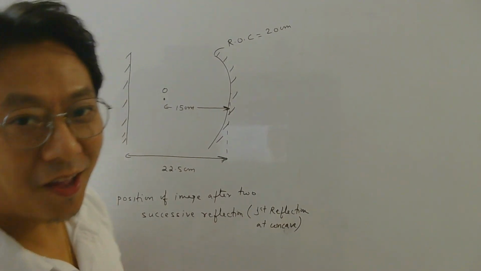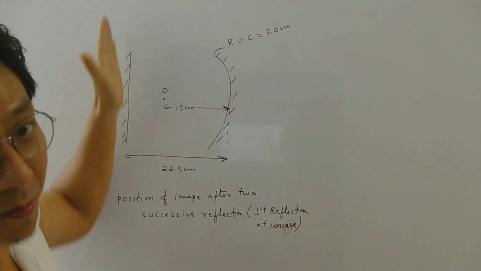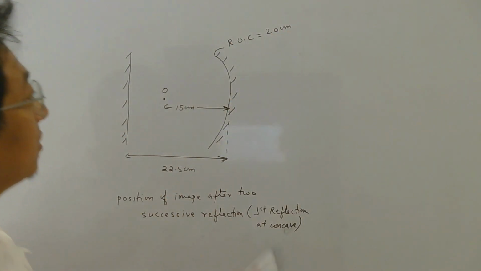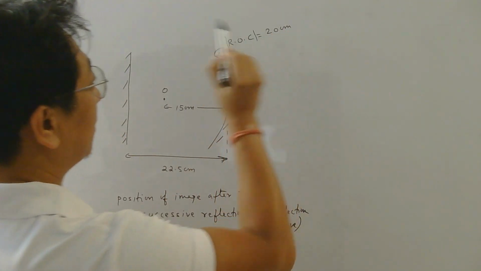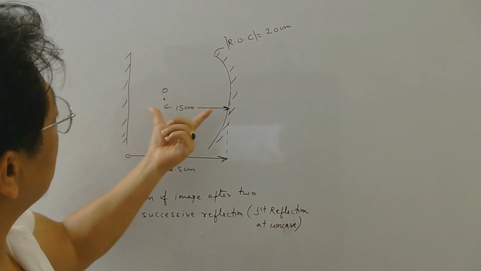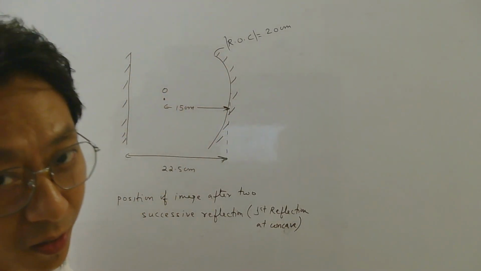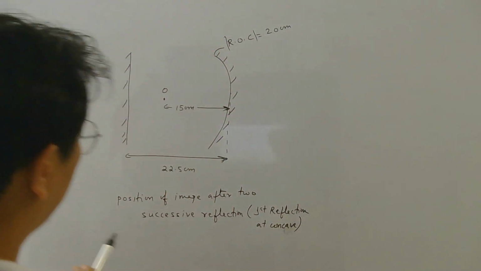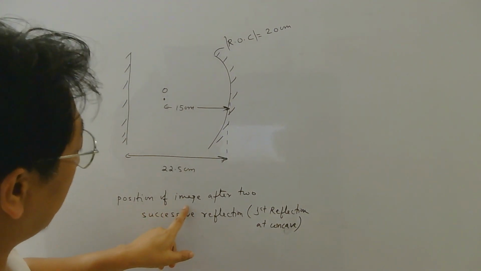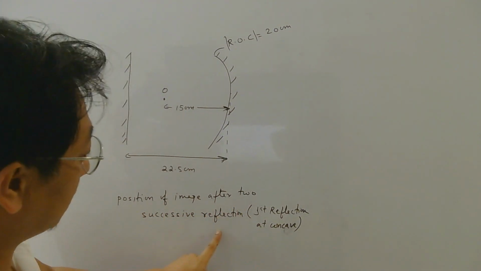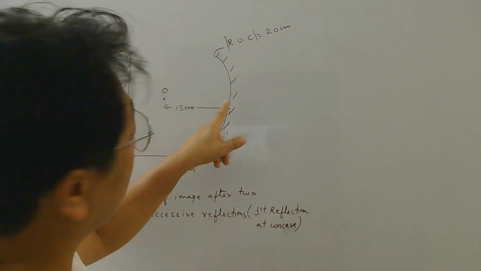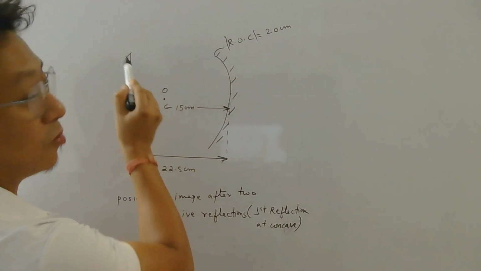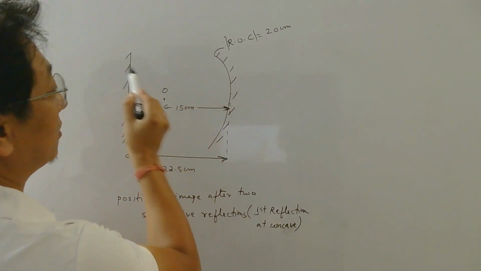Okay, so let us see the next question. Here they have kept a plane mirror and a concave mirror whose radius of curvature is given as 20 centimeter. Okay, this is just the modulus, the magnitude. The object is kept at a distance of 15 centimeter from the concave mirror, and the distance between the two mirrors is given as 22.5 centimeter. So you have to find the position of the image after two successive reflections, starting first from the concave mirror, because light can go here also first, right? Light can go this way, light can go this way. So they are asking you to consider this reflection.